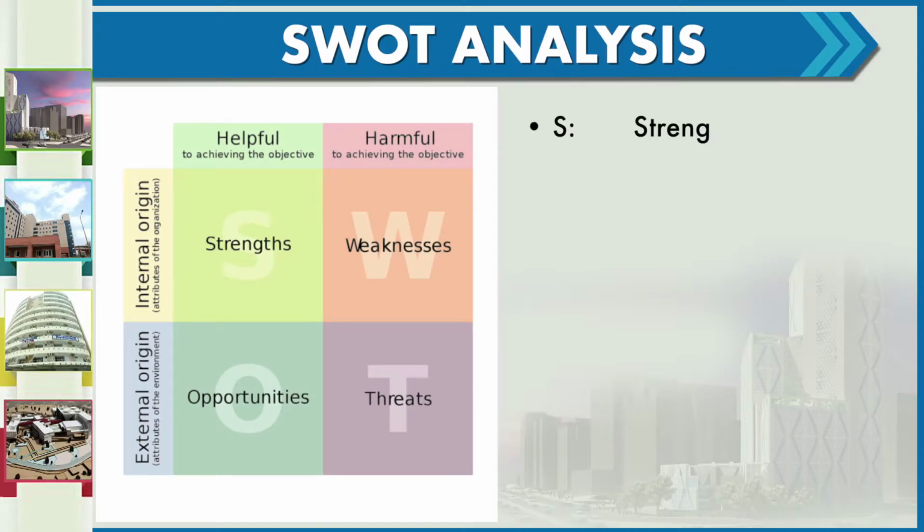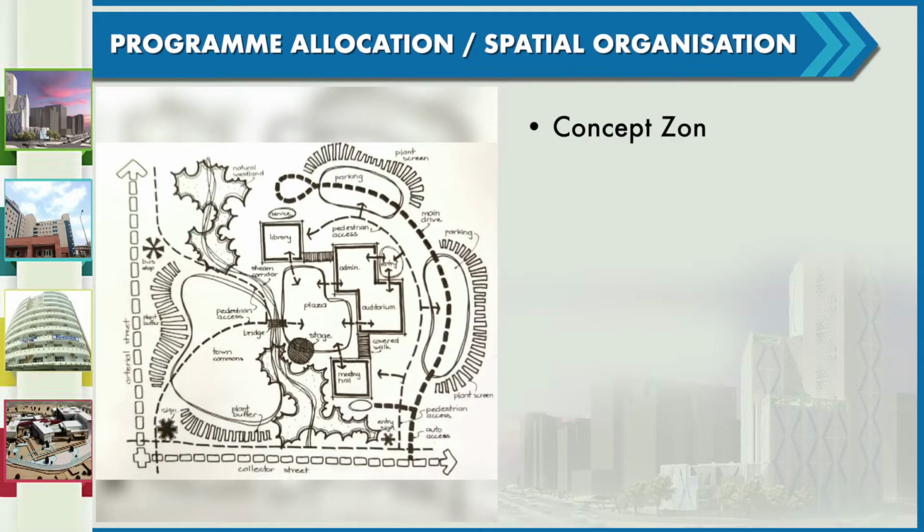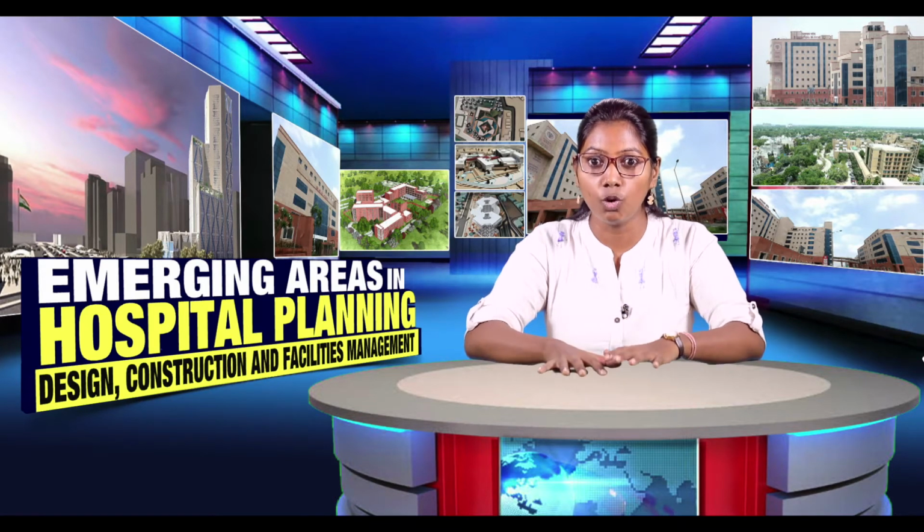Now the next step is SWOT analysis. SWOT analysis is the identification of various strengths, weaknesses, opportunities and threats of a particular site. After identifying the strengths, weaknesses and opportunities, we can develop concept zoning and draft site layout to distribute various functions and program within the site and develop the relationship between the various built and open spaces.